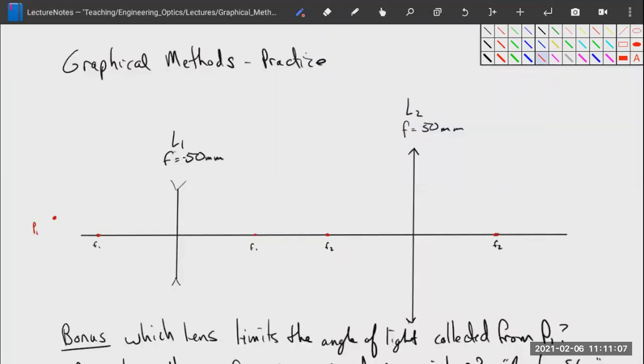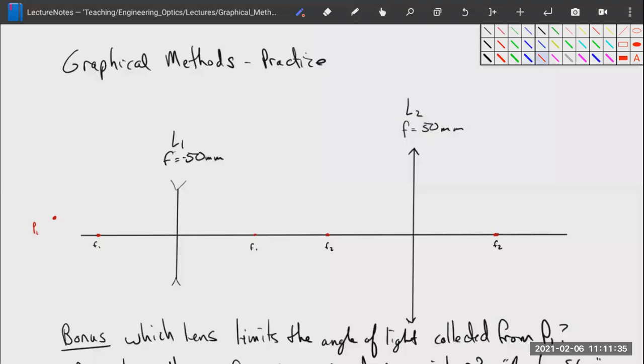All right, so we've learned about graphical methods. The reason we're teaching you graphical methods, even though, as we showed in the last video, they're not terribly accurate, is because they're very useful for figuring out in a rough way the behavior of an optical system. So let's look at this optical system here and practice the graphical method.